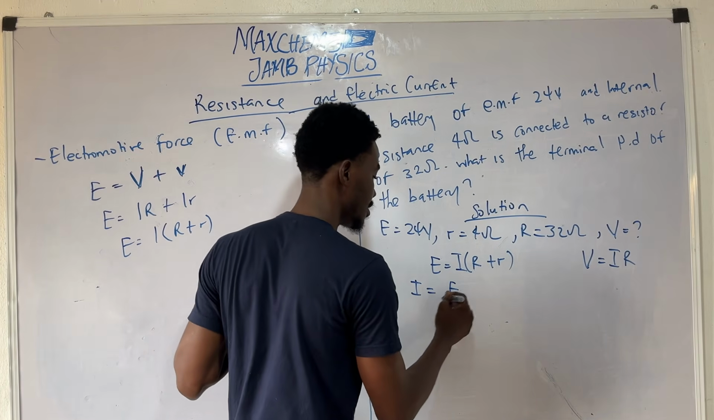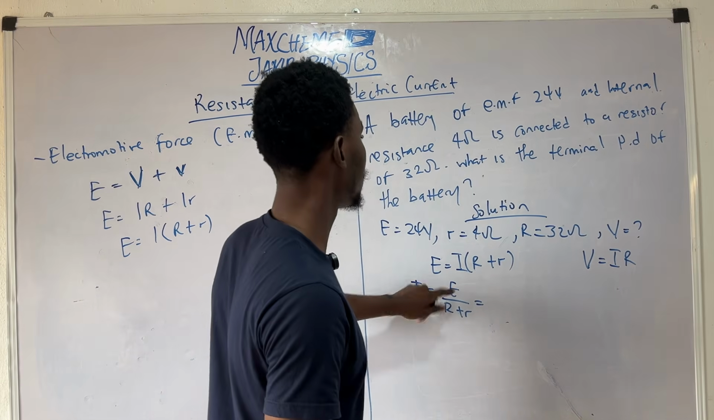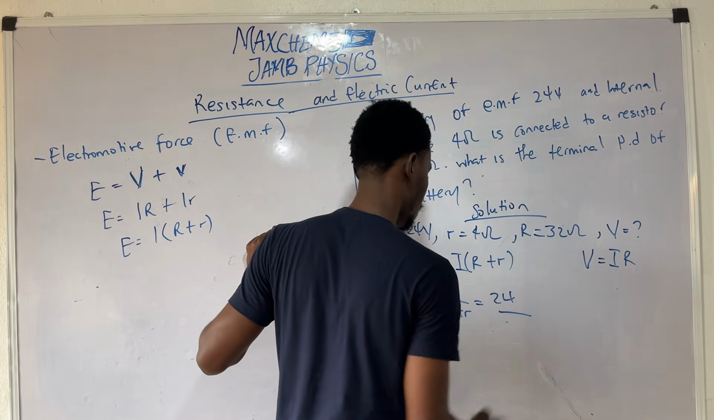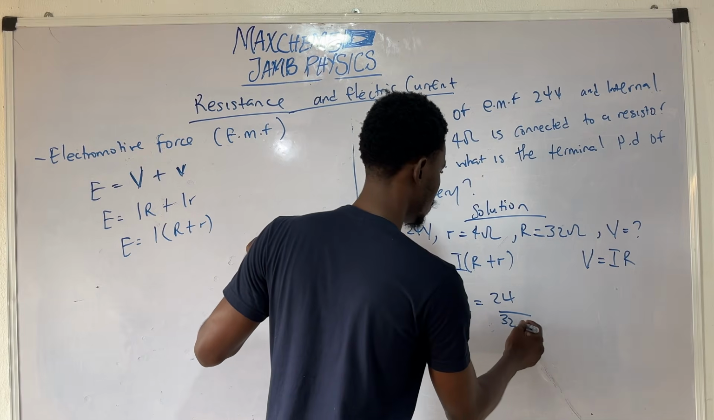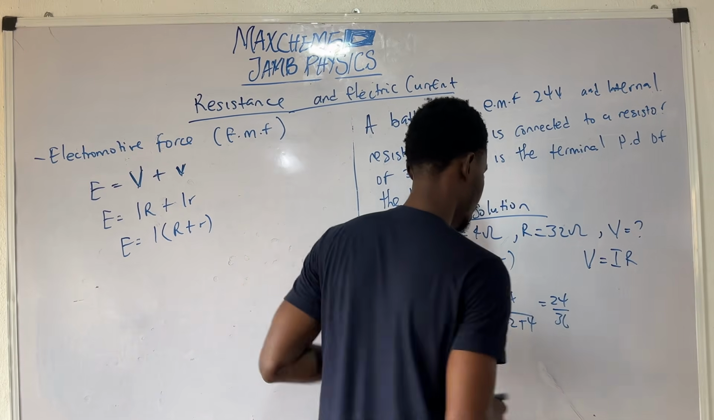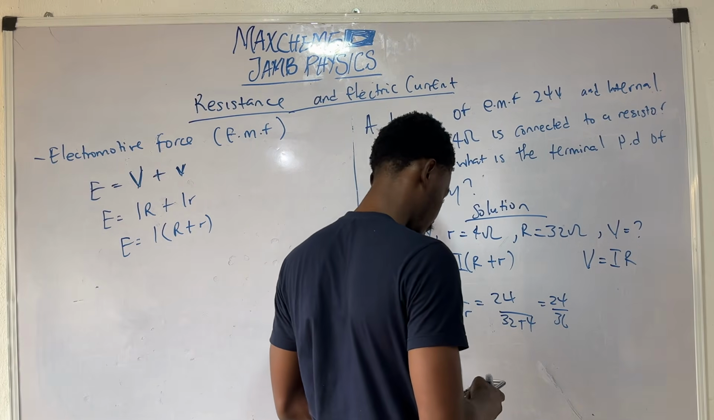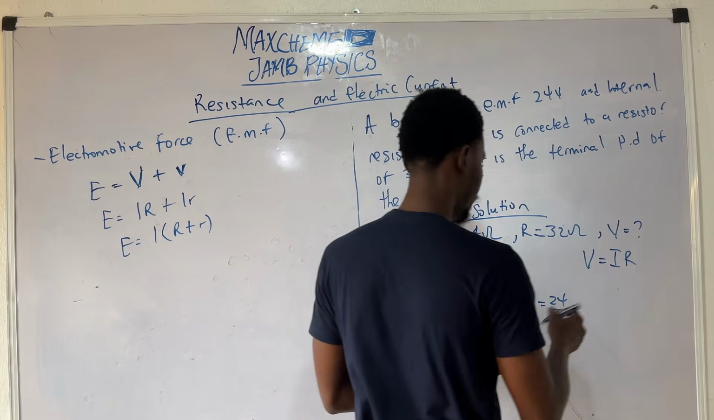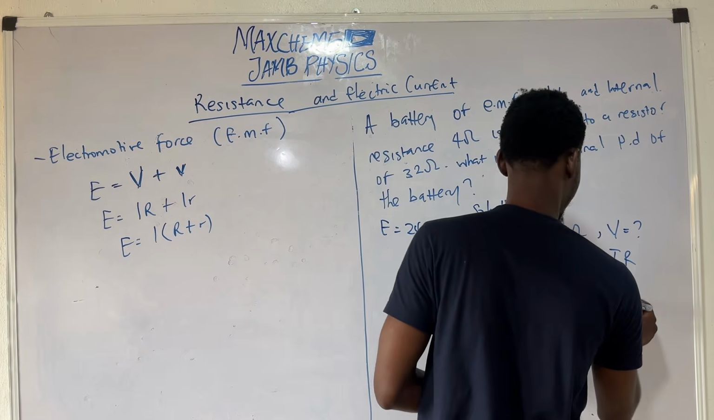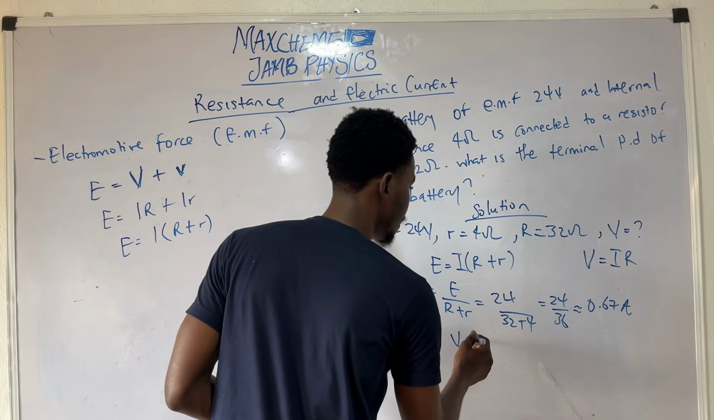We would have E over R plus r. So the electromotive force is what? The electromotive force is 24 volts over R, which is 32, plus 4, which is 36. So 24 over 36. Punching that into my calculator gives approximately 0.67 amps. So now I have the current, so I can now find V.